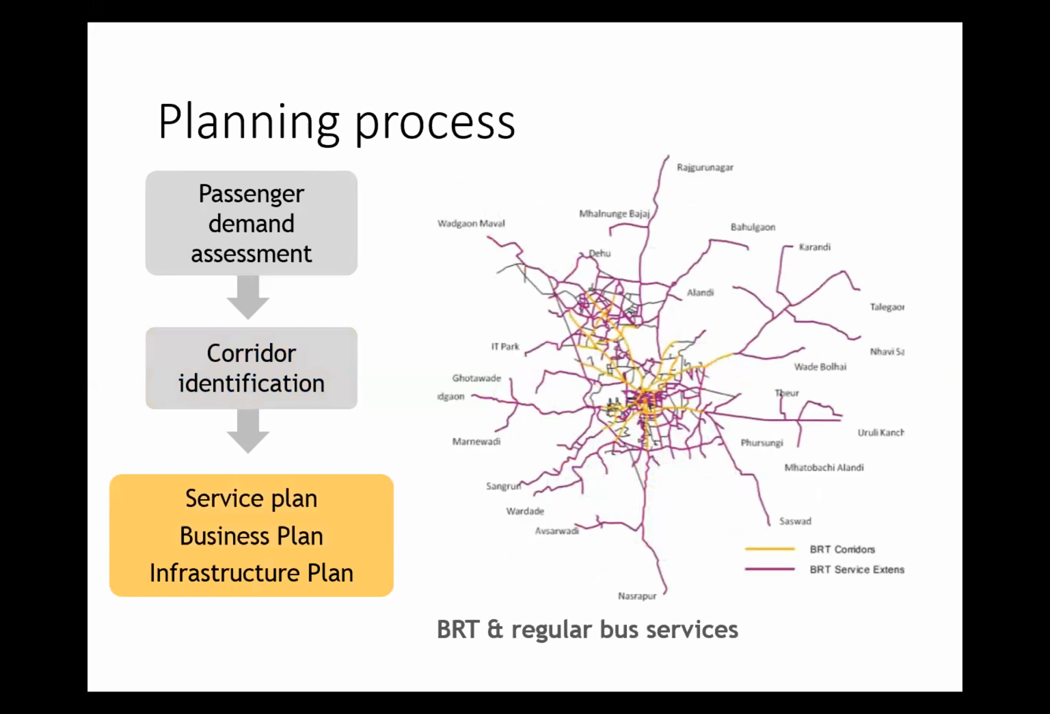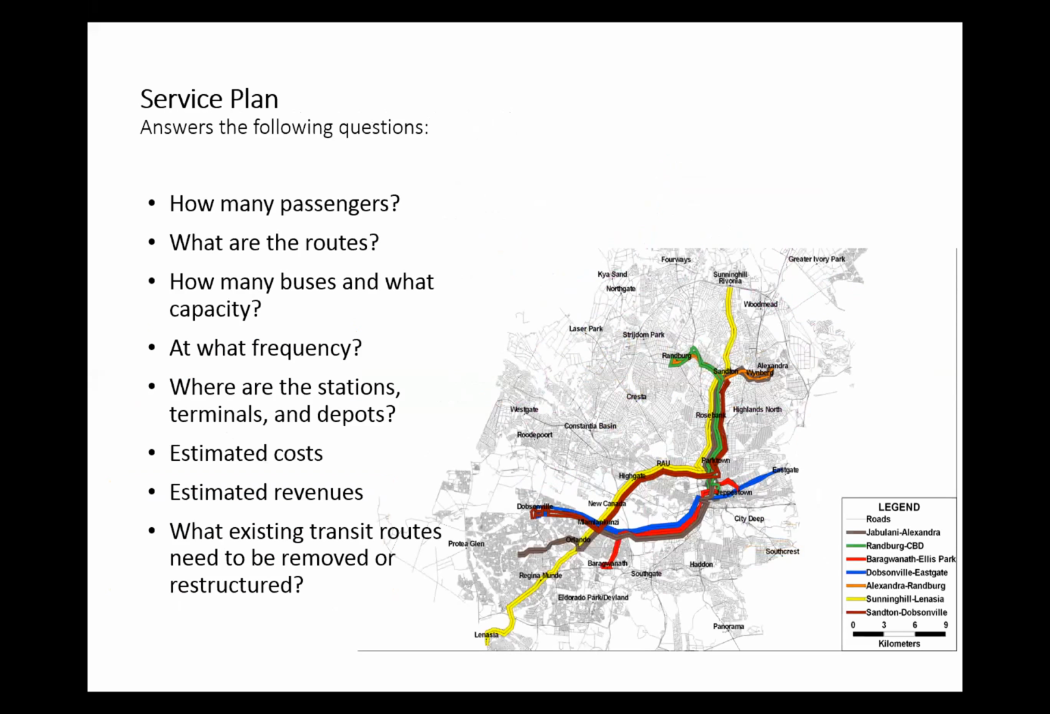And then once you decide which corridor you're going to focus on, then you have to start looking at the service plan. And that's going to be really understanding how many passengers are on this route, what are going to be the routes, how many buses, and what capacity are we going to have? Are we going to have 12-meter buses or articulated buses? At what frequency? Where will we need to have stations, terminals, and depots? And then this will also help generate estimated costs and revenues, and also help us look at existing transit routes and what needs to be removed or restructured.